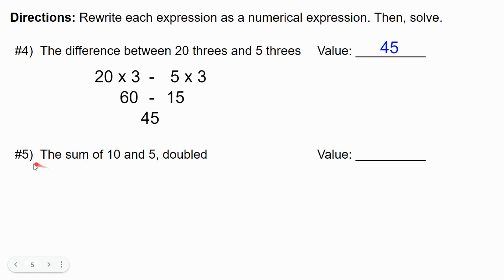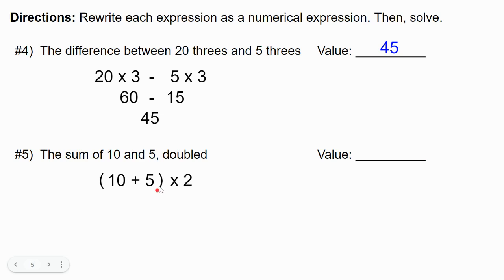Finally, for number 5, we have the sum of 10 and 5 doubled. So the sum is the answer to an addition problem. So we know we're adding 10 and 5. So let's add these numbers together. Now remember, we're getting the answer to this first and then doubling the answer. Well, doubling means we're multiplying by 2. So we're going to put 10 and 5 in parentheses so we get the answer to this first, and then we're going to multiply the answer times 2.